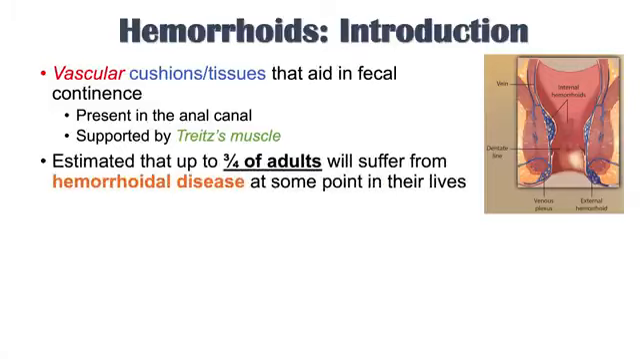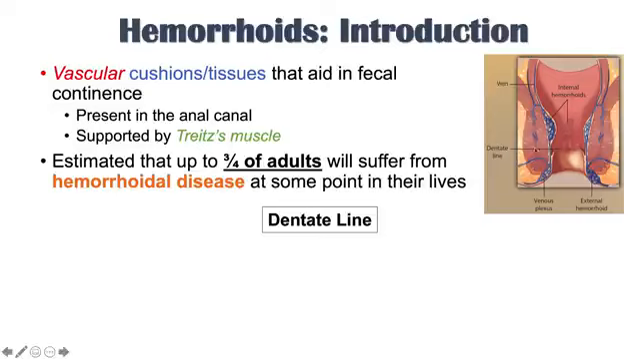Now, as I mentioned before, they only cause a problem when there are signs and symptoms, if they become irritated, if they become enlarged. And it's estimated that approximately 3/4 of adults will suffer from hemorrhoidal disease at some point in their lives. Now, how do we distinguish between internal and external hemorrhoids?